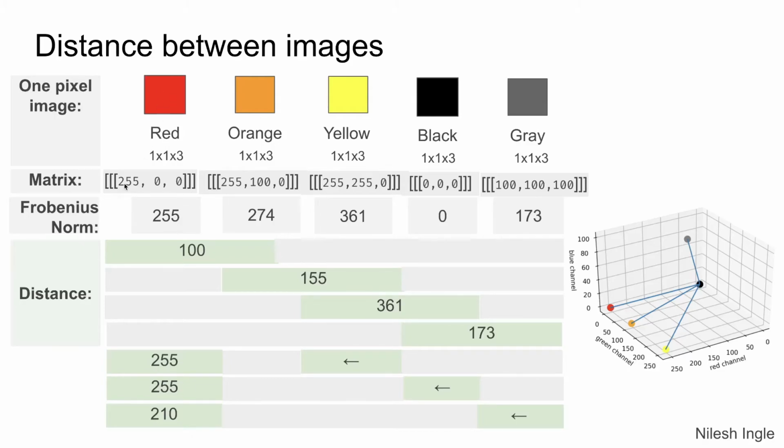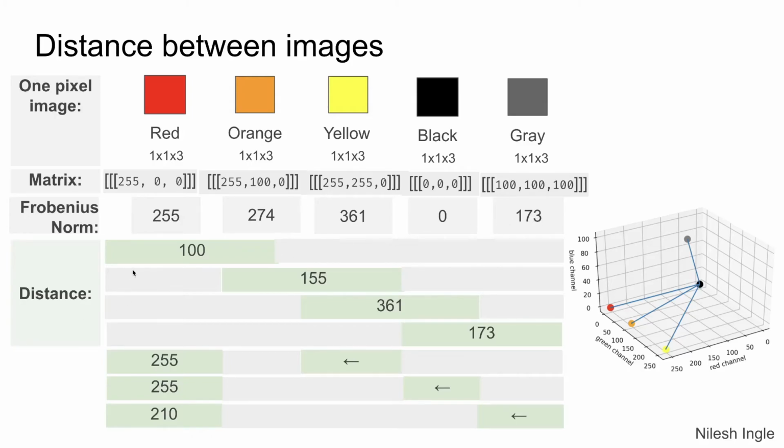So we have 255, 0, 0, so this is green and this is blue channel, and therefore this is red. Now if we calculate the Frobenius norm, which is similar to the L2 norm, we see that these are the norms for each of those images.